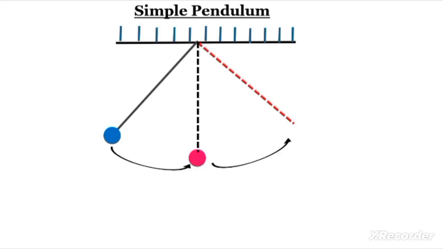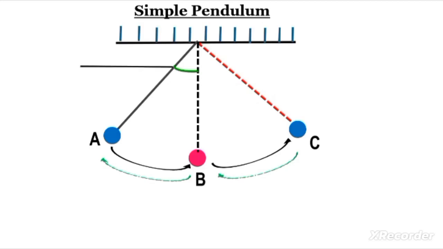As we can see, the bob is moving from point A to point B and back to point C. Okay, so the angle between the original position and the extension is called amplitude, and the distance between the fixed position and the bob is called the length of the pendulum. So we have the simple pendulum here.